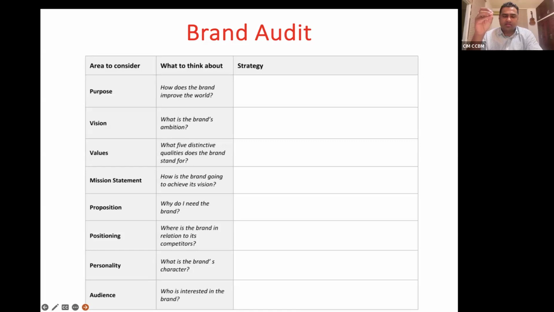Mission statement. You can have a mission statement. What are you going to do to achieve the vision? The brand proposition. Why do I need the brand? What problems is it solving? The value proposition to the customer. The brand positioning. In Sinhalese, we call it Sthanagatakiri. How do you position the brand in the mind of the customer?